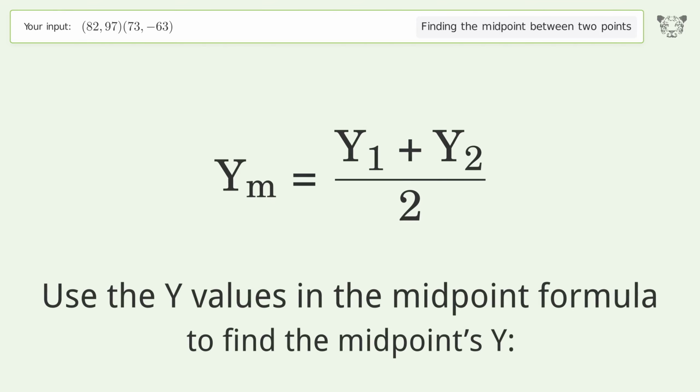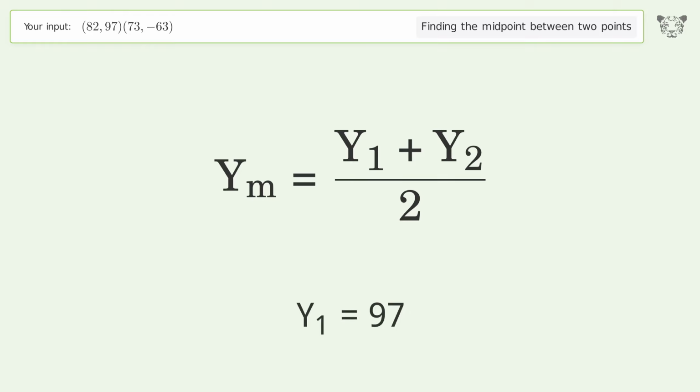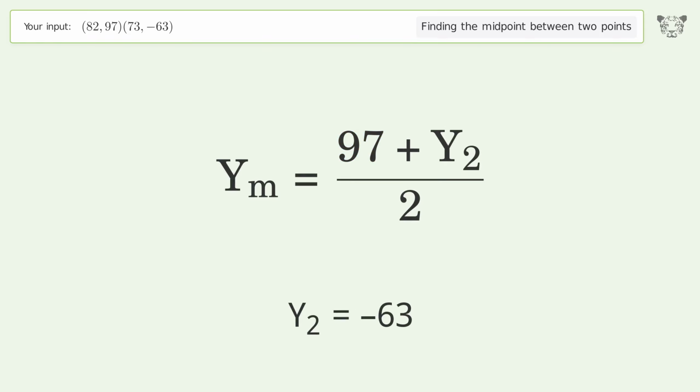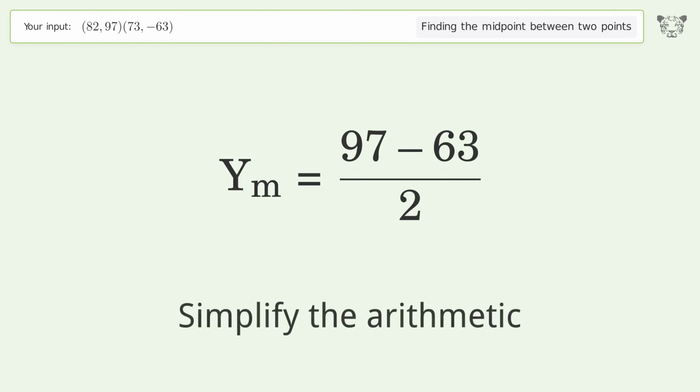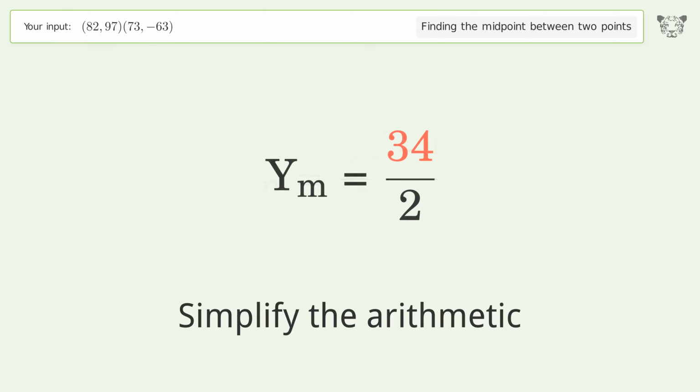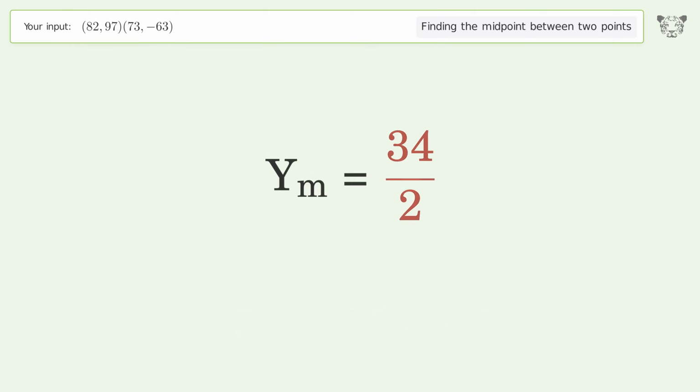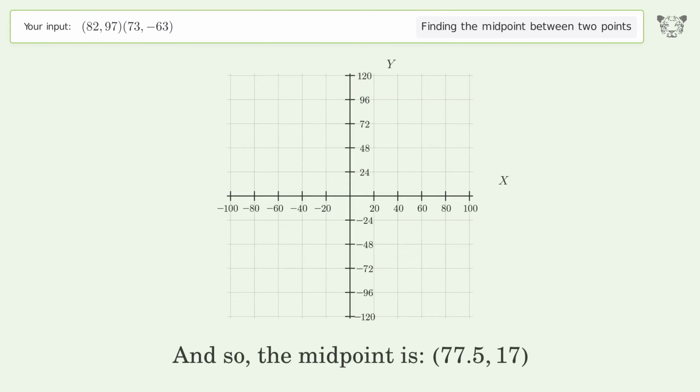Use the y values in the midpoint formula to find the midpoint's y. y1 equals 97. y2 equals negative 63. Simplify the arithmetic. And so, the midpoint is 77.5, 17.